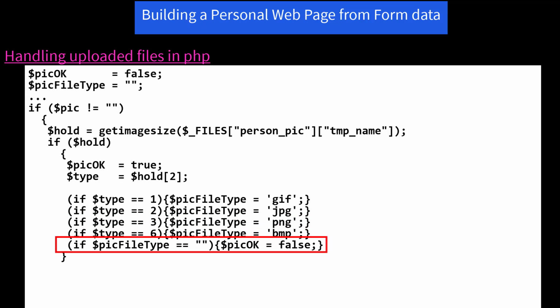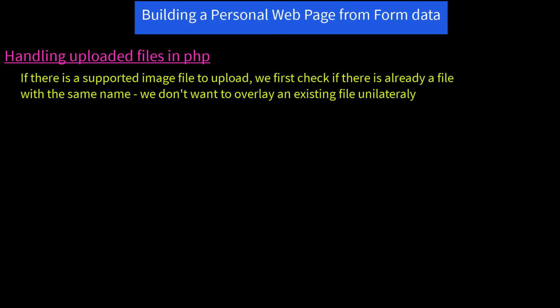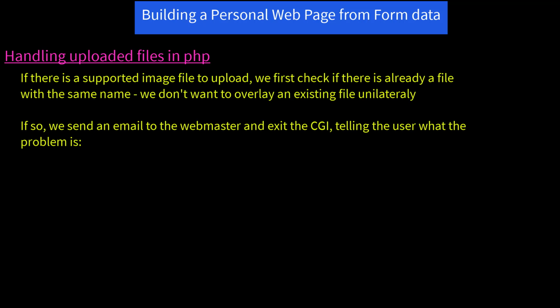And then we see if $picFileType is still empty. If so, none of those types matched, so we say $picOK is false. Now, if there's a supported image file to upload, we first check if there's already a file by that name. If so, we send an email to the webmaster and exit the CGI, telling the user what the problem is.